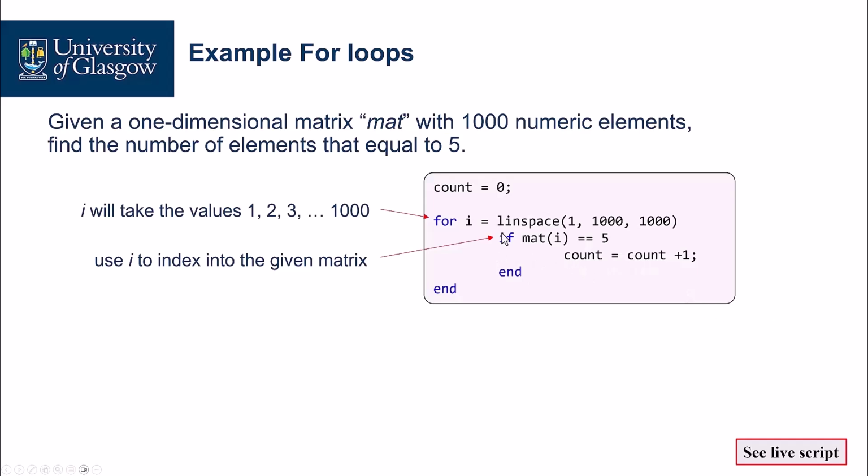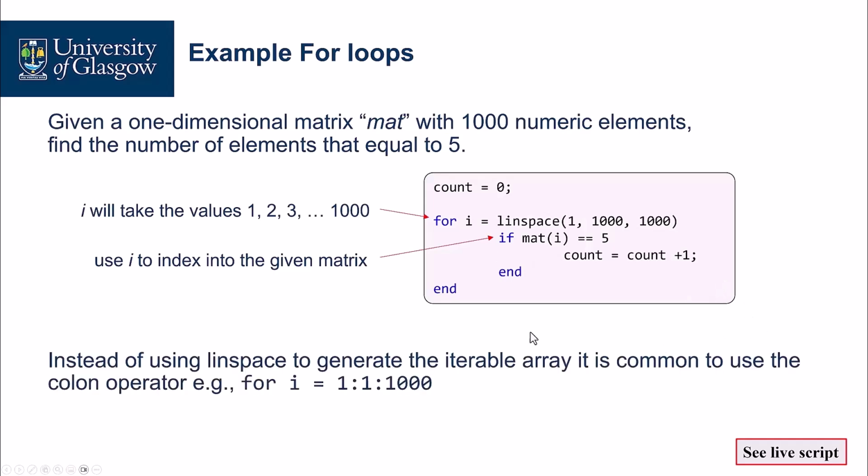An alternative way to linspace is, recall from last week's class, the colon, right? To generate this 1, 2, 3 to 1000, I can also use 1 colon 1 colon 1000. This generates the same thing, and this is more widely used in the for loop. So this is the for loop.